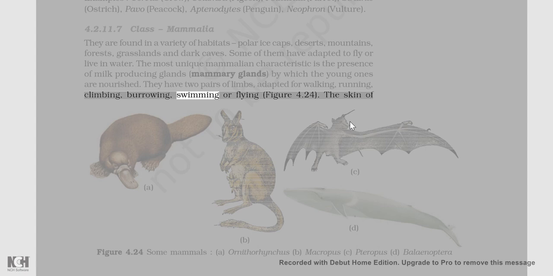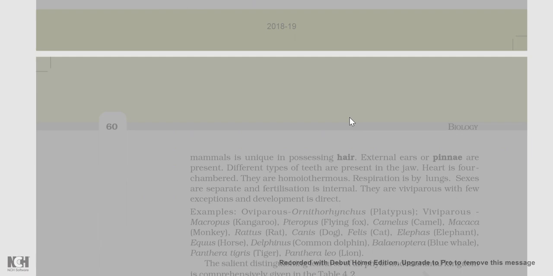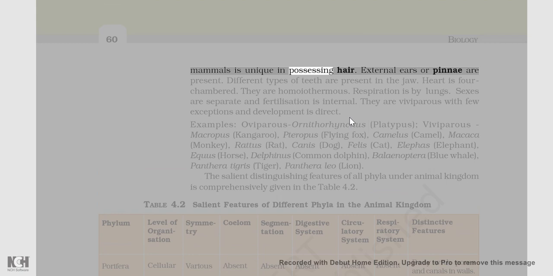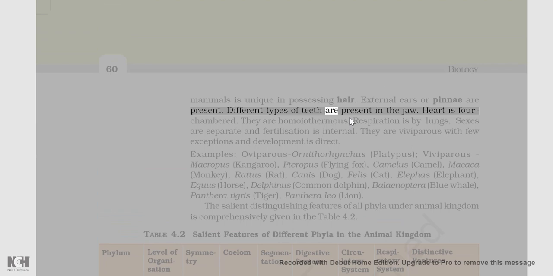The skin of mammals is unique in possessing hair. External ears or pinnae are present. Different types of teeth are present in the jaw. Heart is four-chambered. They are homoiothermous. Respiration is by lungs. Sexes are separate and fertilization is internal. They are viviparous with few exceptions and development is direct.